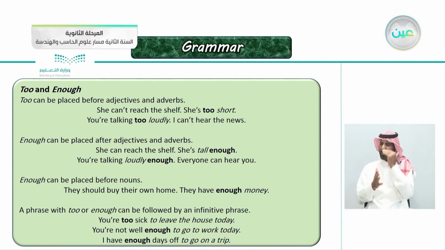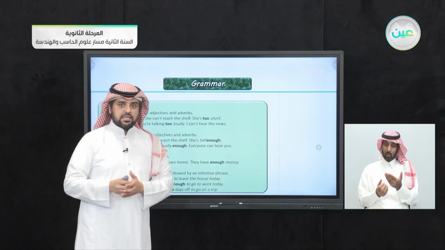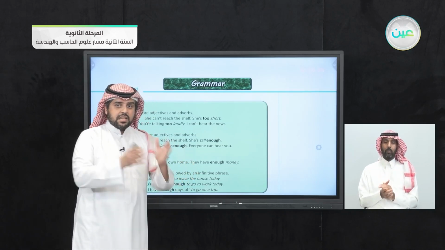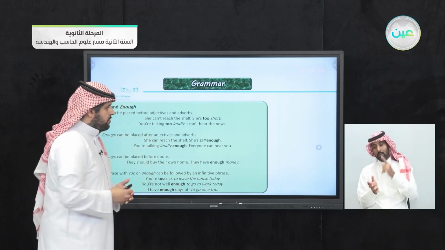She's too short. Or for another example, you're talking too loudly, I can't hear the news. So you notice here, too comes before an adjective or an adverb. Enough can be placed after adjectives and adverbs. So too comes before adjectives or adverbs, and enough comes after the adjectives or the adverbs.